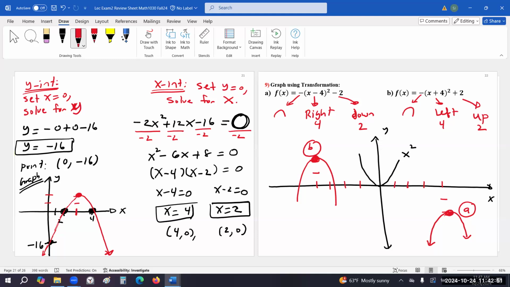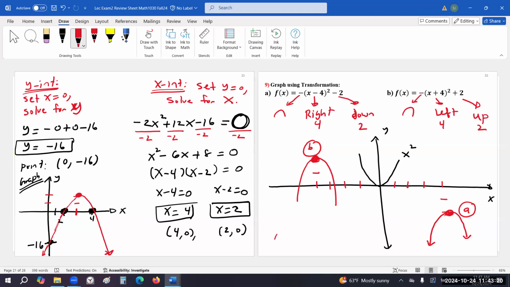Right means minus, down 2 means minus after you square. Left means plus inside the square. Plus 2 after the square means up. So you'll see one of them, either going left, right, up, down, and a reflection.